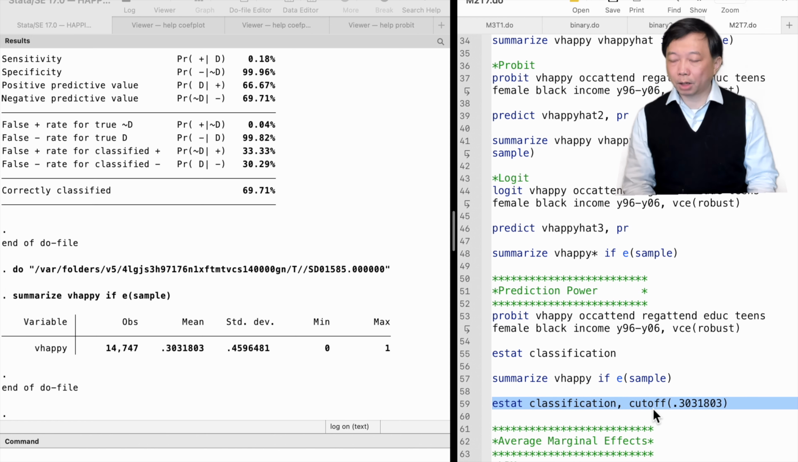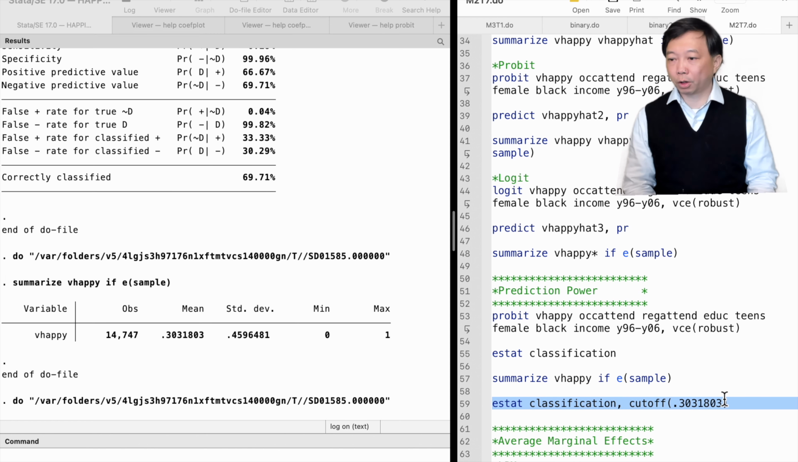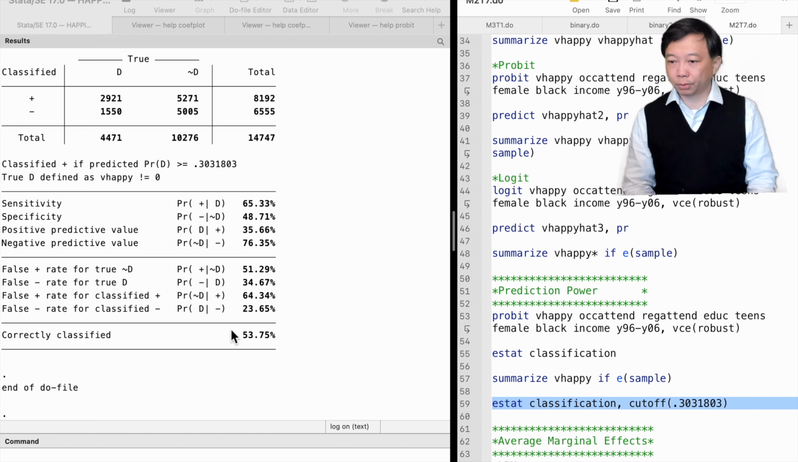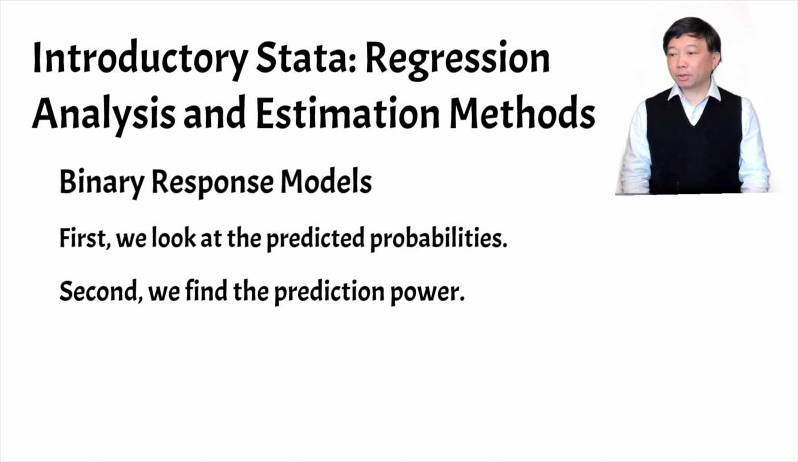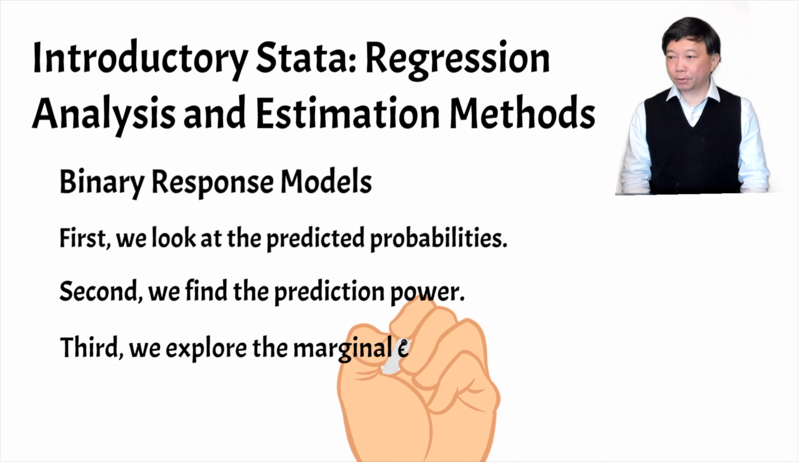If we use this cutoff value, the percentage of overall correct predictions drops to 53.75%, with 65.33% of the very happy group correctly predicted and 48.71% of the not very happy group correctly specified. Finally, let's jump to marginal effects.